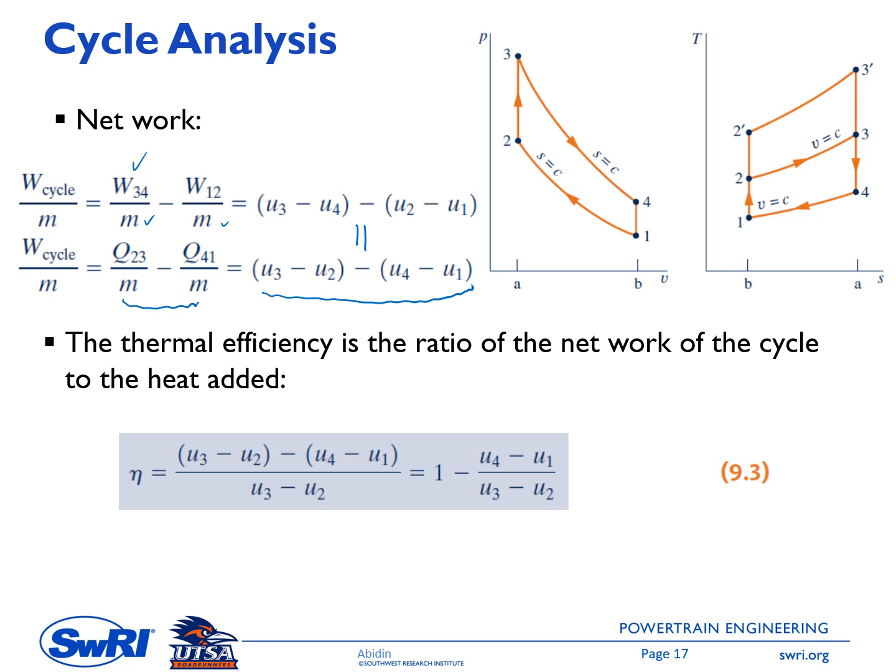So here is the net work over what we pay. So here is the Q in. This is coming from the fuel energy, and you pay for this fuel. We use equation 9.3 to estimate the thermal efficiency of the internal combustion engine. This is 1 minus (U4 minus U1) over (U3 minus U2). Once again, equation 9.3 is used to estimate the thermal efficiency of the internal combustion engine based on the Otto cycle. It means the heat addition occurs during a constant volume process.